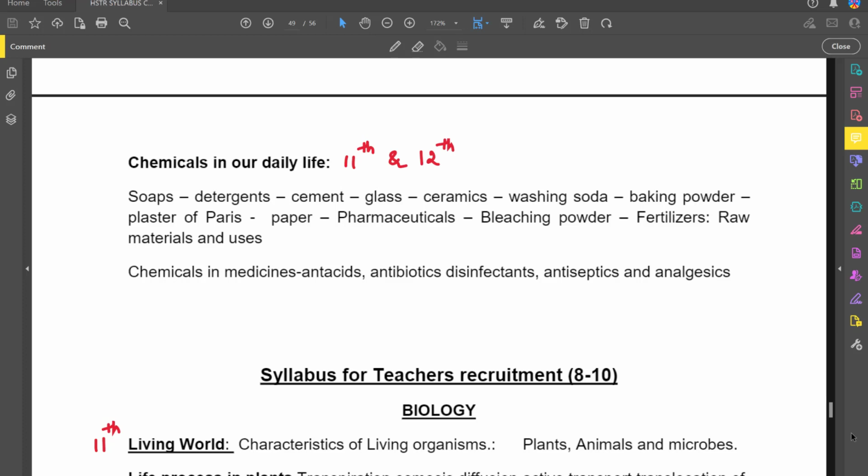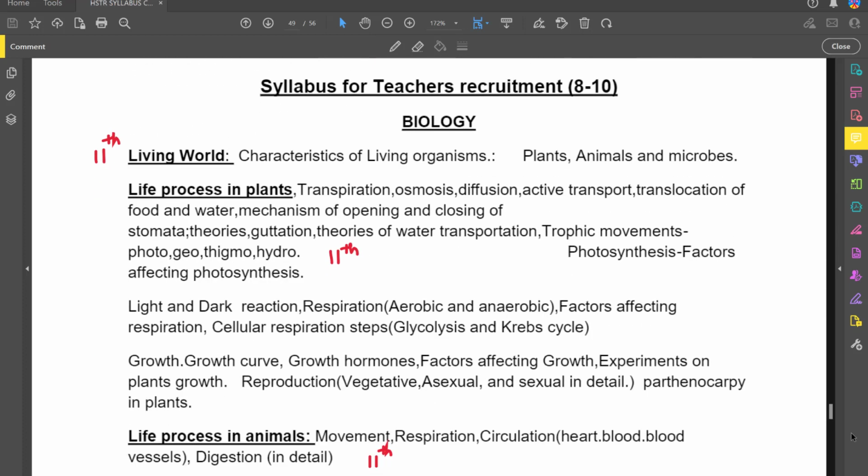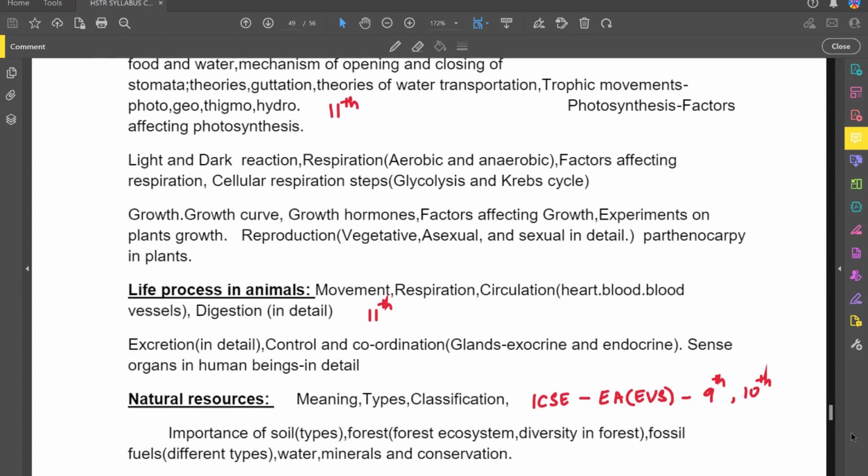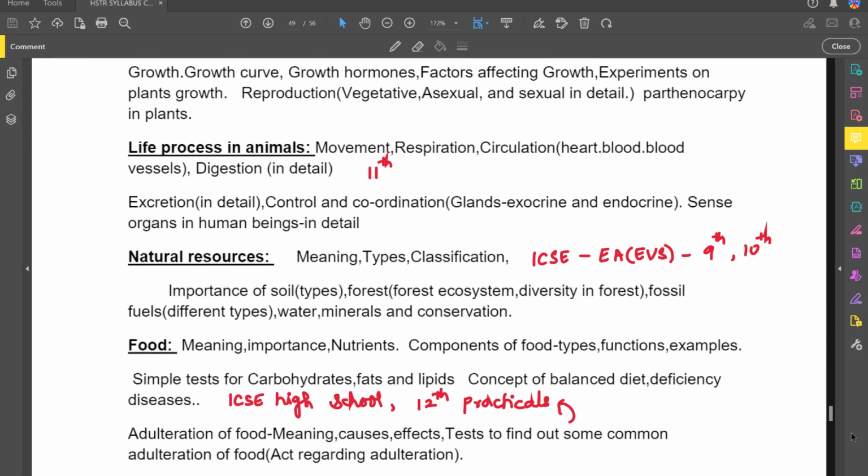Now let us start with the biology portion. In biology, the maximum portion is from the PUC first year book only. Means maximum, some 60% portion, is from the PUC first year book. Like living world is there, life processes in plants, the entire thing is there in the PUC first year book. Then life processes in animals, this is also there in the PUC first year book.